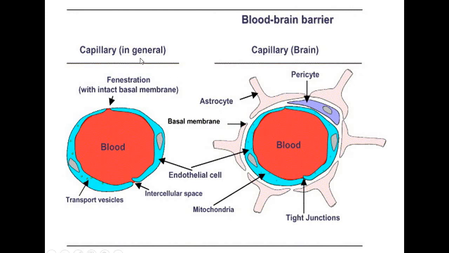You can see this is a general capillary and this is the capillary of the brain. The foot processes of the astrocytes surround the vessels so that substances from the blood do not leak into the brain tissue, or substances from the brain tissue do not enter the blood. That forms the blood-brain barrier.